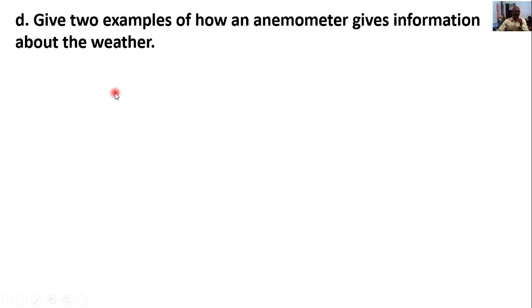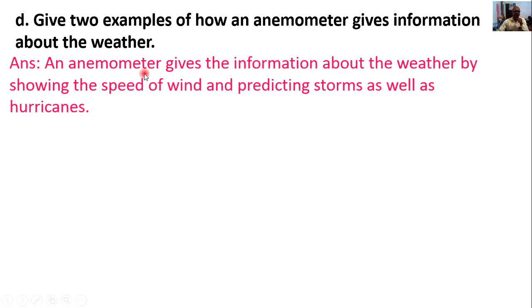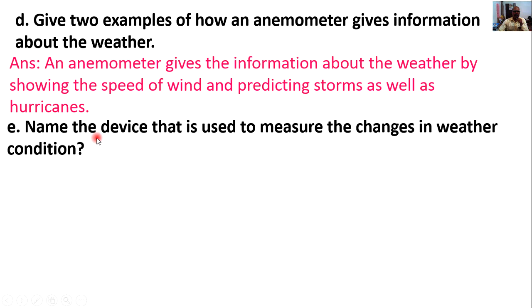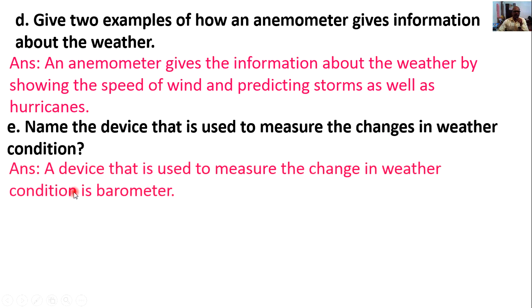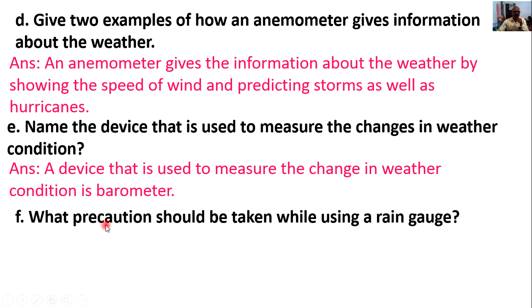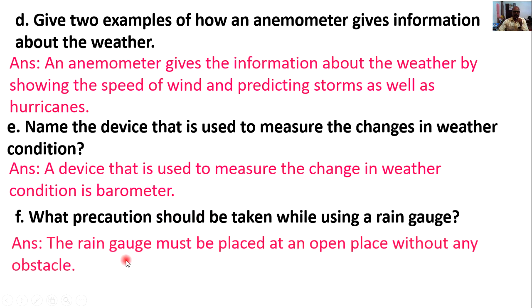And another question, give two examples of how an anemometer gives information about the weather. An anemometer gives information about the weather by showing the speed of wind and predicting storms as well as hurricanes. Now name the device that is used to measure the changes in weather condition. A device that is used to measure the change in weather condition is barometer. What precautions should be taken while using a rain gauge? The rain gauge must be placed at an open place without any obstacle.